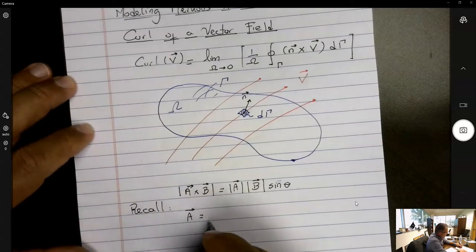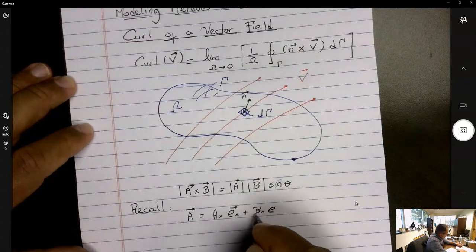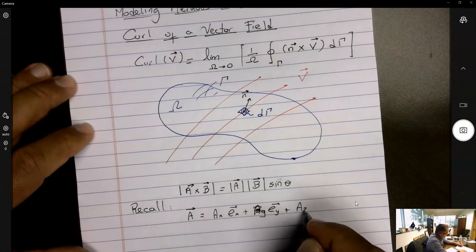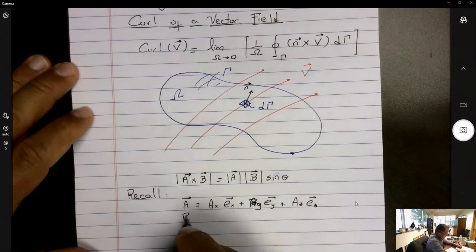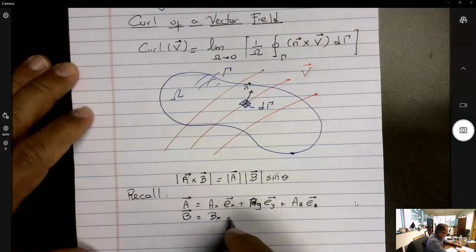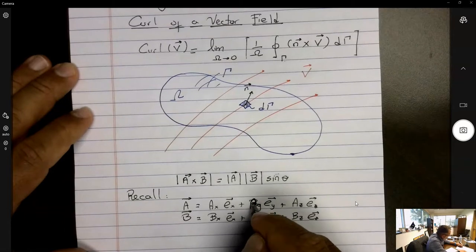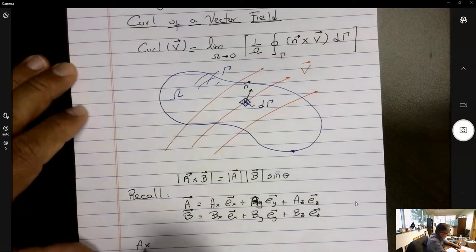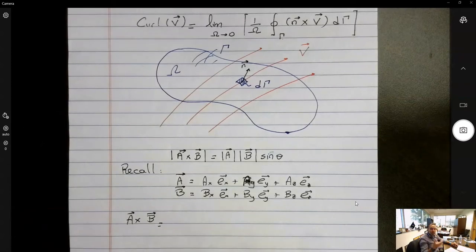One that says that A is AX in the X direction, plus AY in the Y direction, plus AZ in the Z direction. And let's say B is equal to BX in the X direction, plus BY in the Y direction, plus BZ in the Z direction. We define the cross product of these two vectors as another vector. So the cross product is a vector operation. So the result of the cross product between two vectors is another vector.